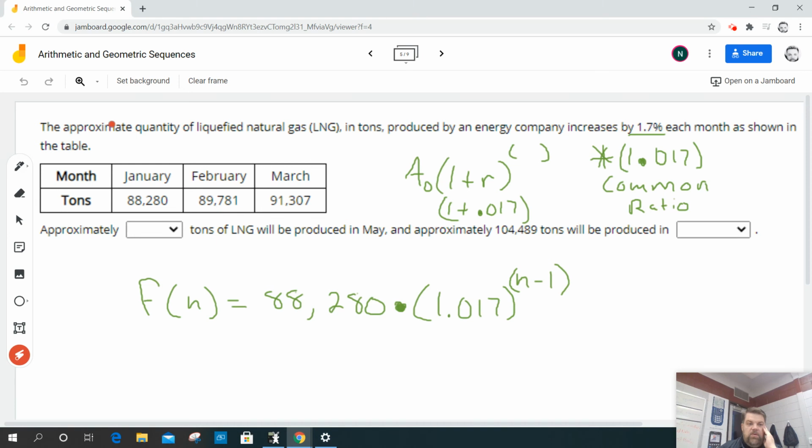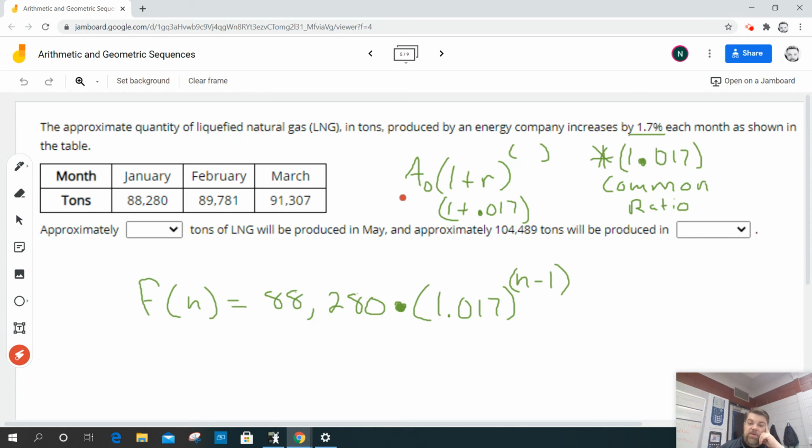All right, so the quantity of liquefied natural gas, LNG, in tons produced by an energy company increases by 1.7% each month as shown in the table. So to go from January to February, there's a 1.7% increase. And to go from February to March, there's a 1.7% increase.